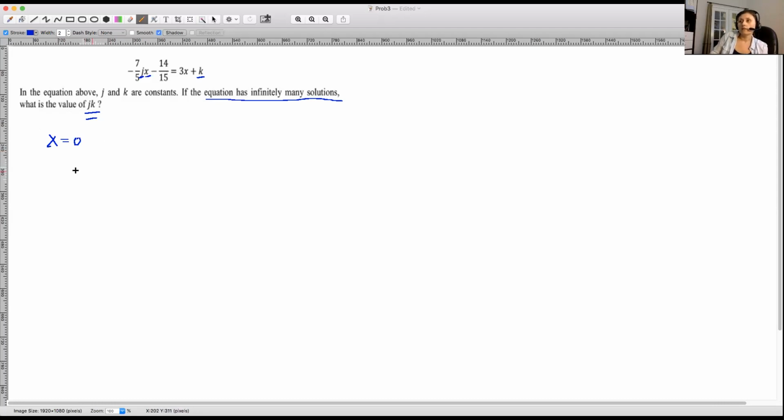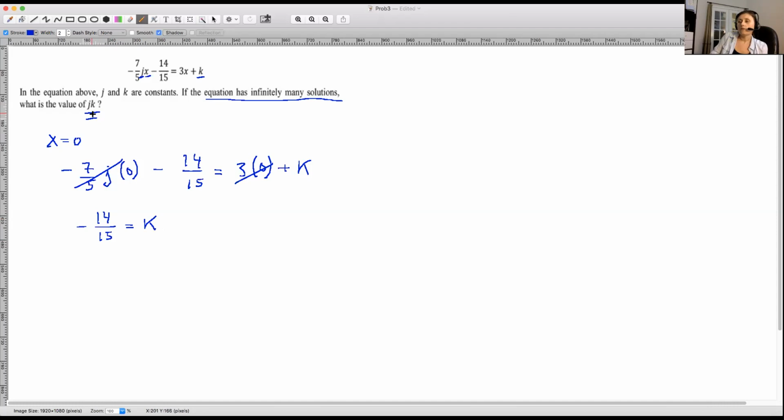So once I set x to 0, the first term, minus 7/5 j times 0, will go away, right? Because anything times 0 equals 0. Then I get minus 14/15 equals 3 times 0 plus k. As you can see, two terms just fall out because they are zeros. So now you have your first solution here: minus 14 divided by 15 equals k. So this is your k.